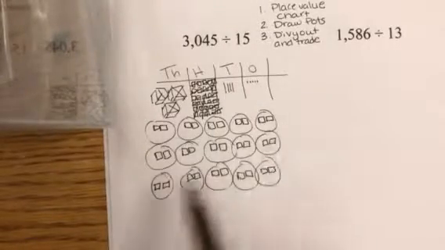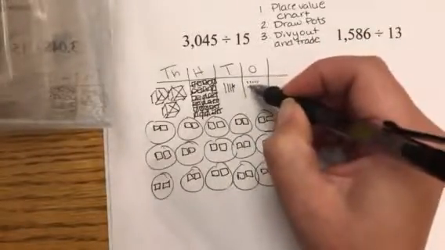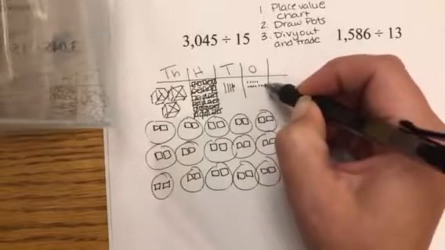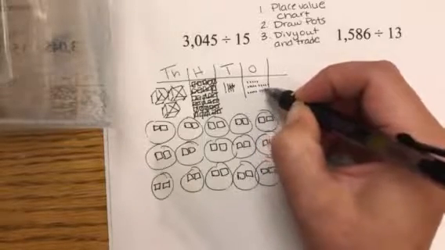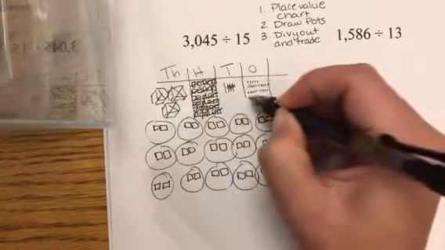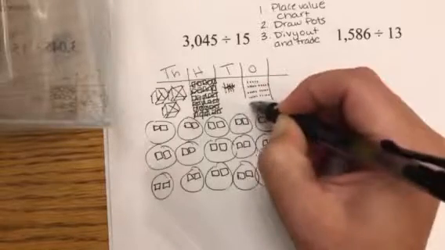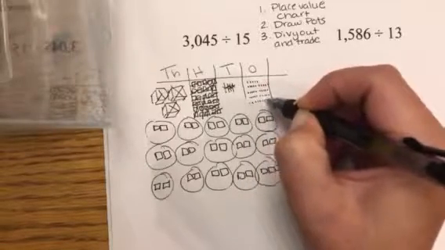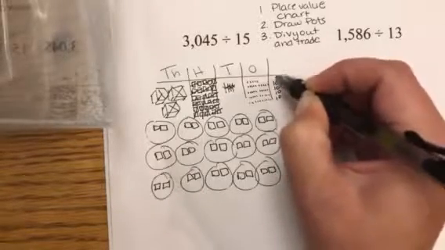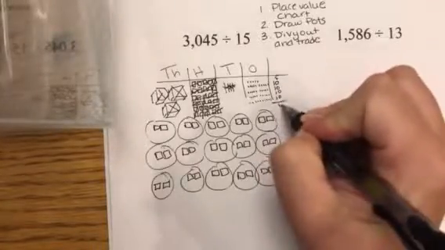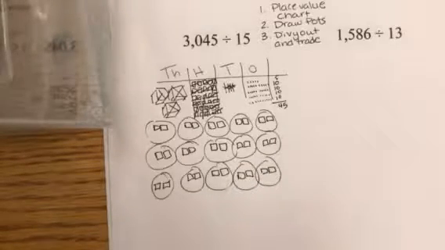Okay, I have 4. That's not going to work because I have 4 and I have 15 pots. So I'm going to have to do some trading. I trade for 10, 10, 10, 10. So I got 10, 10, 10, 10, plus 5. That is 45. Okay, and can 15 work out well with 45?